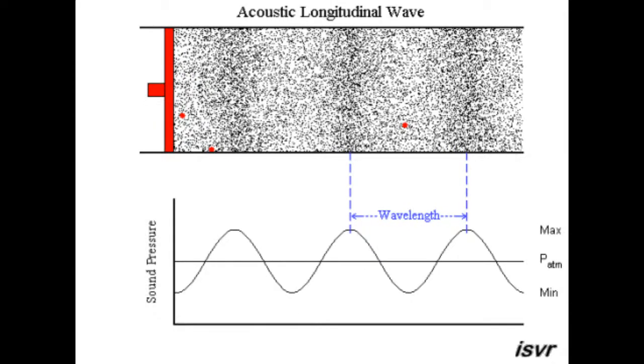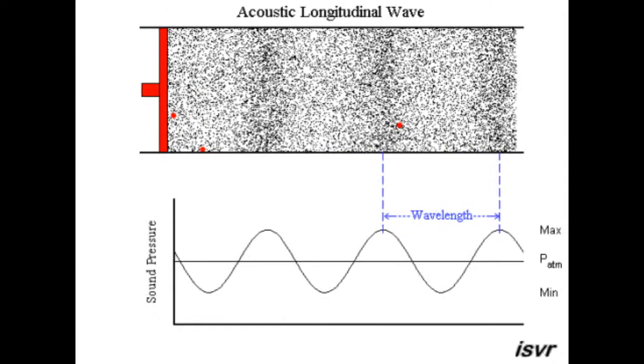and that compression moves through the air as a wave. The particles of the air, as you can see, are moving in the same direction horizontally as the direction of the wave. So sound is a very good example of a longitudinal wave.